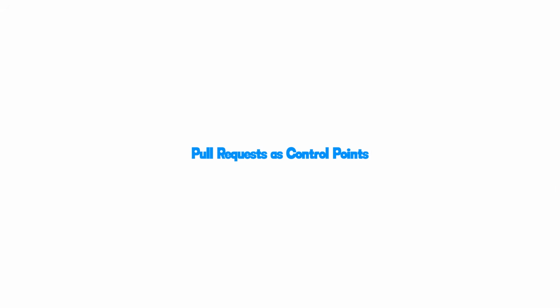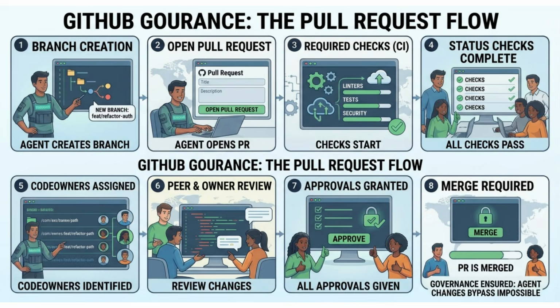Pull requests as control points. In GitHub, pull requests are the central control mechanism. A typical agent workflow looks like this. Agent creates a branch. Agent opens a pull request. Required checks run. Code owners review changes. Approvals are completed. Pull request is merged. This ensures that agent-generated changes cannot bypass governance processes.